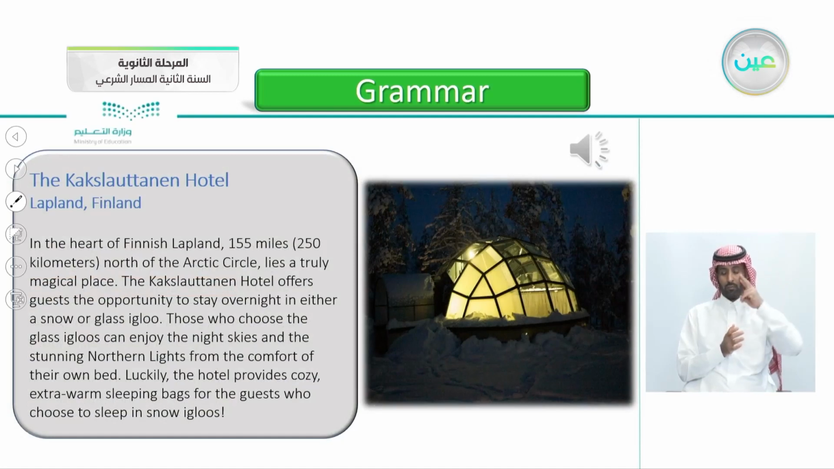The Kakslauton Hotel, Lapland, Finland. In the heart of Finnish Lapland, 155 miles, 250 kilometers, north of the Arctic Circle, lies a truly magical place. The Kakslauton Hotel offers guests the opportunity to stay overnight in either a snow or glass igloo. Those who choose the glass igloos can enjoy the night skies and the stunning northern lights from the comfort of their own bed. Luckily, the hotel provides cozy, extra warm sleeping bags for the guests who choose to sleep in snow igloos.